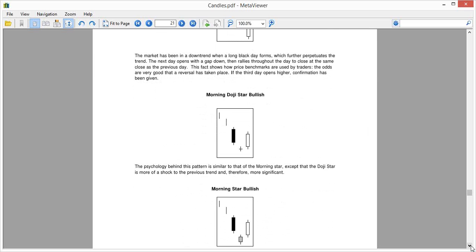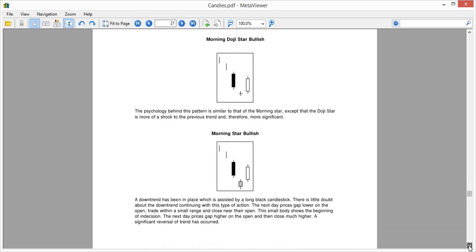Morning doji star bullish. The psychology behind this pattern is similar to that of the morning star, except that the doji star is more of a shock to the previous trend and therefore more significant. Okay, so the market is selling off, no volume. It's stopped dead in its tracks, and then the next day we have a bullish candle. So it's a morning doji star, right at the bottom of a trend, and it's very unique. Once you see these forming, you're looking to take a position. Okay, downtrend, stopped dead in its tracks, and our confirmation is the next session bought up.